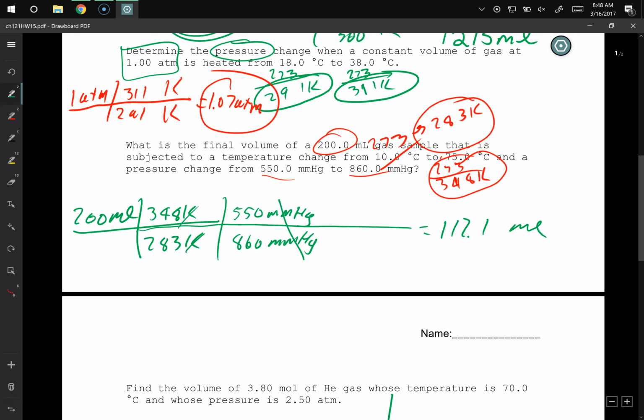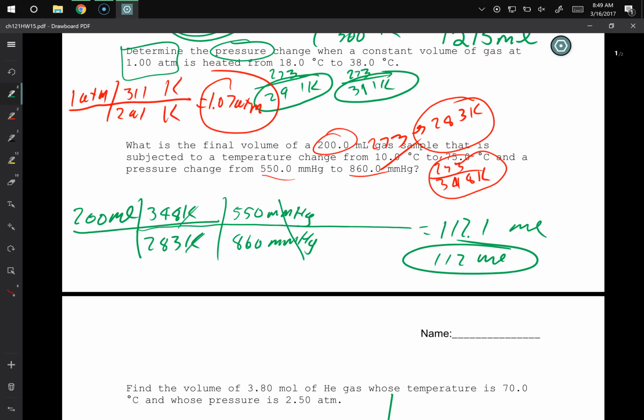112.1. I've got 3 sig figs, so 112 milliliters. So in this case, the pressure change wins out, which makes sense because the pressure change was much larger than my temperature change was.